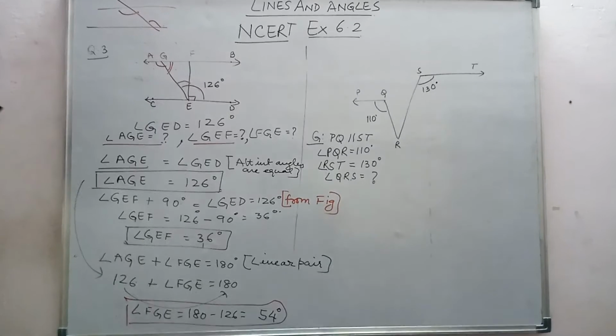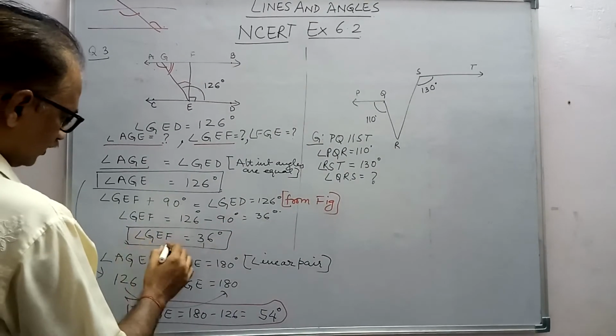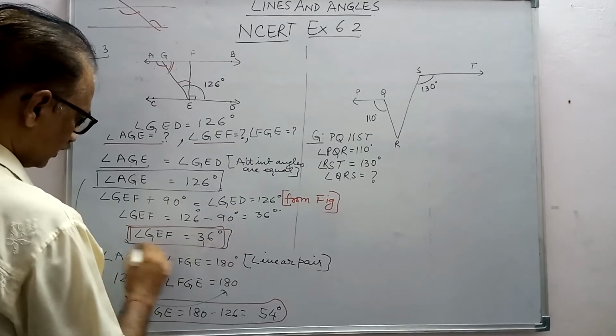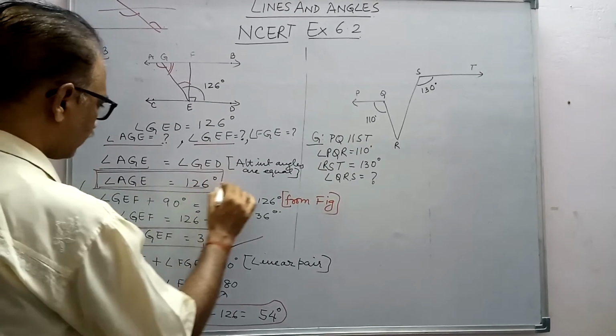So you get angle GEF is equal to 126 minus 90, that is equal to 36 degrees. So GEF is equal to 36 degrees. Okay, so first part is this, second part is this.